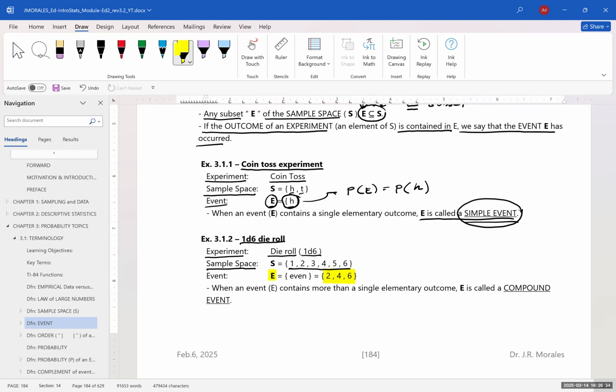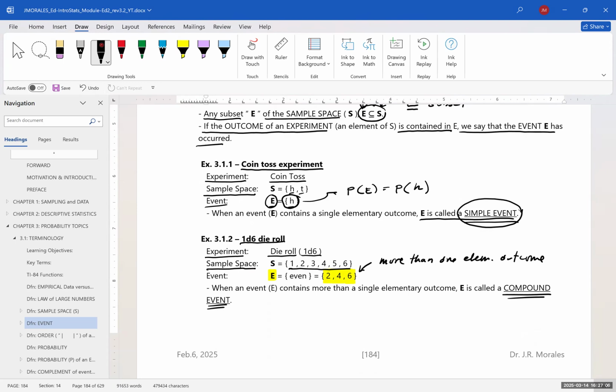So now we have an event that isn't composed of one elementary outcome. What we've got here now is more than one elementary outcome. And that's what makes this a compound event. So the way that we've defined event E is that it's composed of more than one elementary outcome. So this is a compound event.